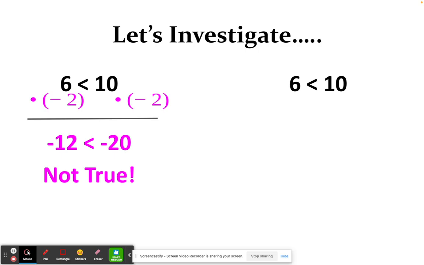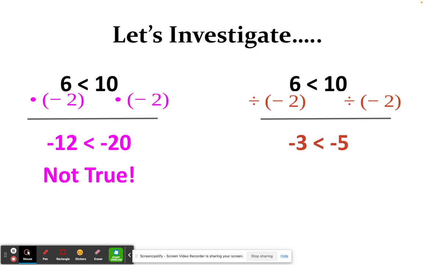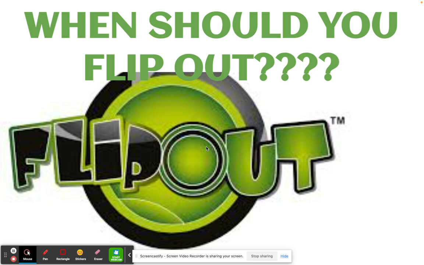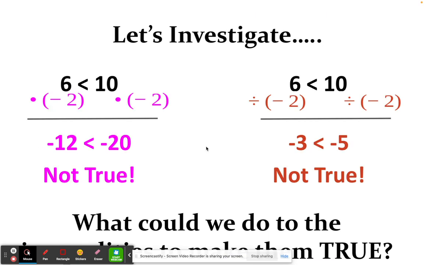Let's try dividing both sides by negative 2. 6 divided by negative 2 is negative 3. 10 divided by negative 2 is negative 5. Is negative 3 less than negative 5? No, that is also not true. What could we do to make these statements true? I could flip that inequality around.